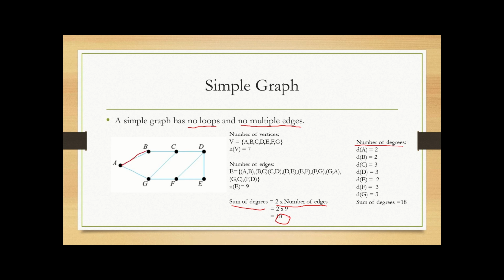Sum of degrees is 2 multiplied by the number of edges, so 2 multiplied by 9 is 18. Number of degrees: D(A) equals 2, D(B) equals 2, D(C) equals 3, D(D) equals 3, D(E) equals 2, D(F) equals 3, D(G) equals 3. Sum of degrees is 18.